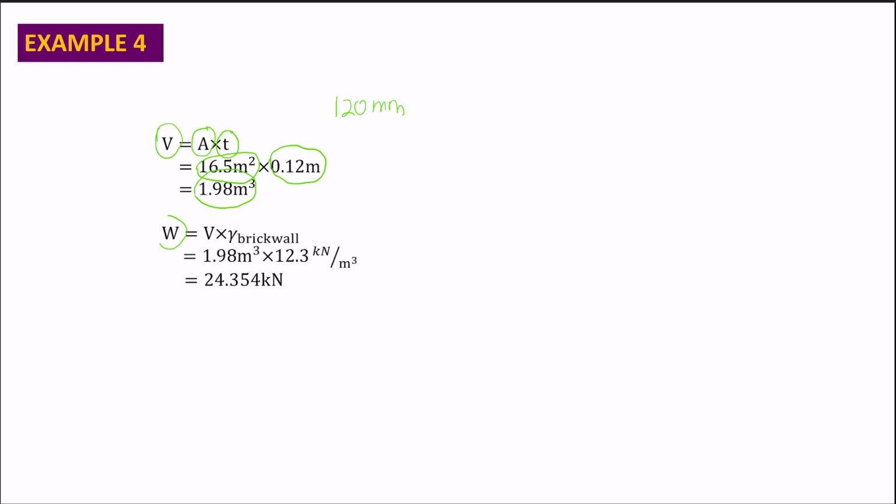To get the weight of the wall, sebab kita perlukan untuk kira reaction, the volume of the wall darab dengan the unit weight of the wall. Because dalam soalan, dia bagi terus unit weight. 1 meter cube berapa berat wall. Sebab volume kita 1.98, so we have to times with the unit weight and get the total weight of the wall.